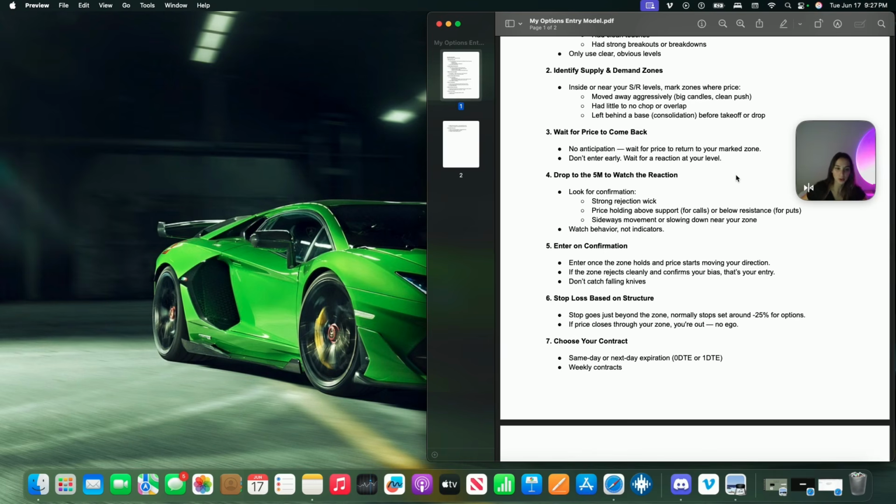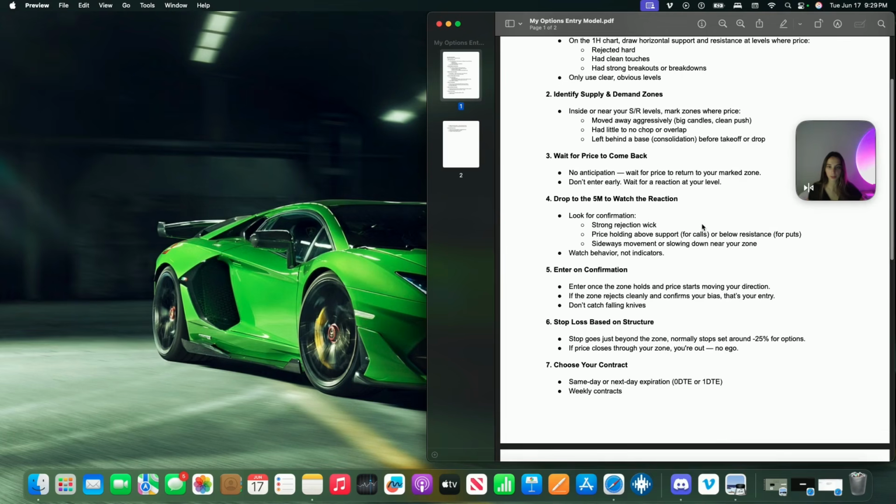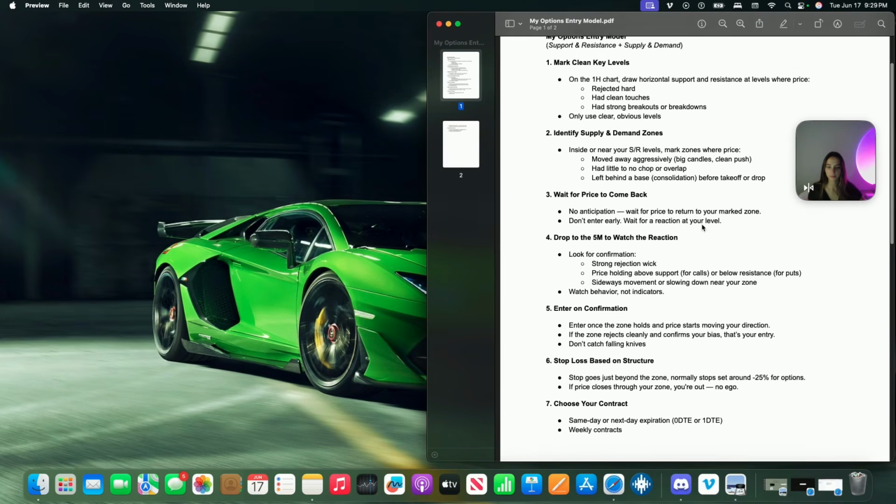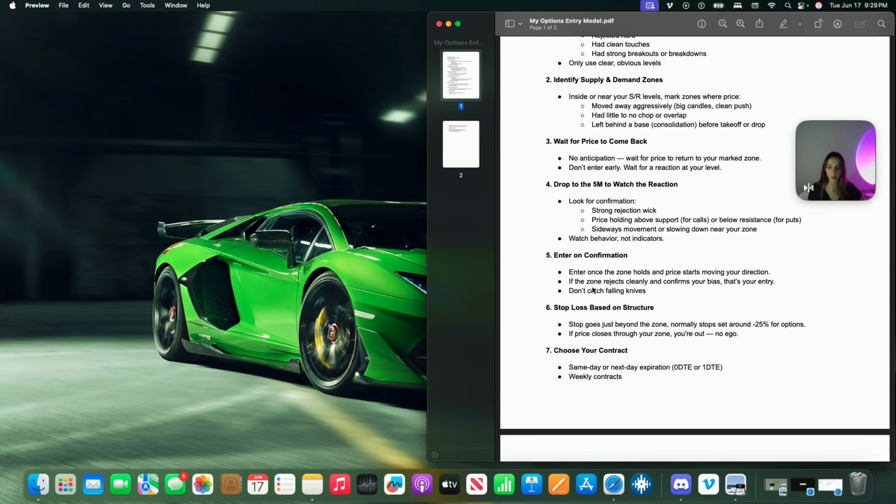And also, if you think that you've missed an entry, it is also very valid to wait until price taps back into that area, which is something we often see, is price tap back into that area and then make its way down, which is why waiting for confirmation is so important. But another important thing to note real quickly: don't catch falling knives under this confirmation.